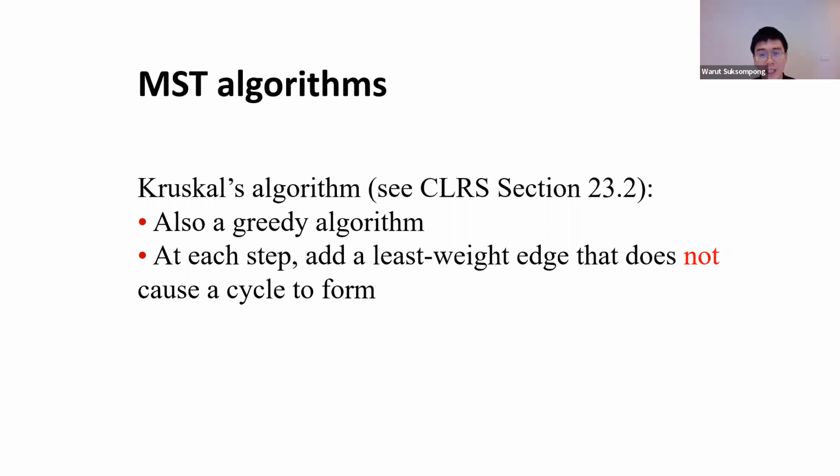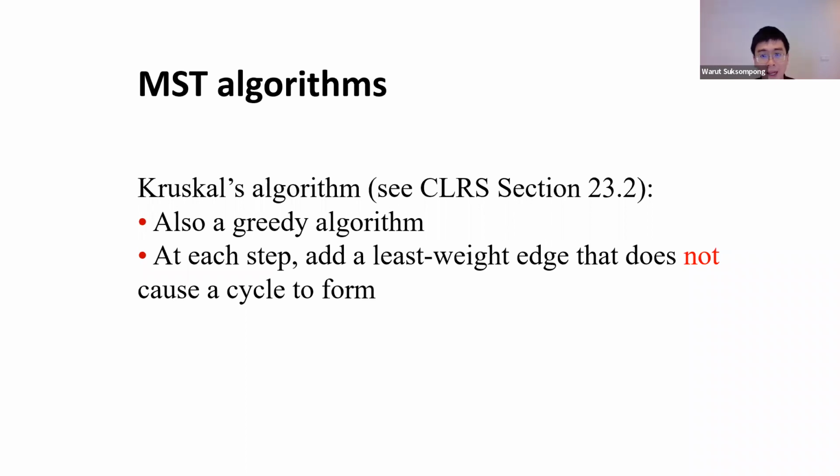But instead, at each step, we're going to add a least weight edge that doesn't cause a cycle to form, right? So we're going to add one edge at a time. And of course, if an edge causes a cycle to form, there's never a reason to add that, because we want a minimum spanning tree. If we add an edge that causes a cycle, it doesn't add any connectivity, doesn't connect two vertices that were not connected before. So we're never going to want to form a cycle.